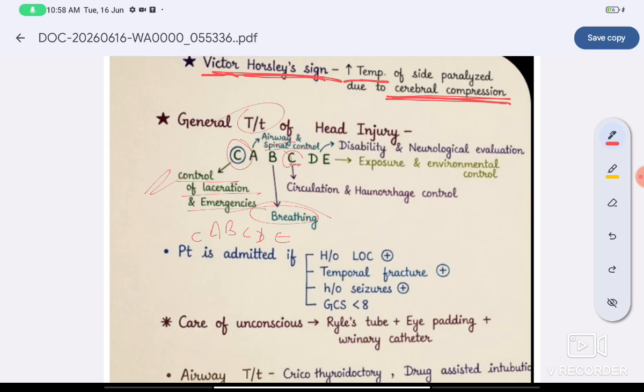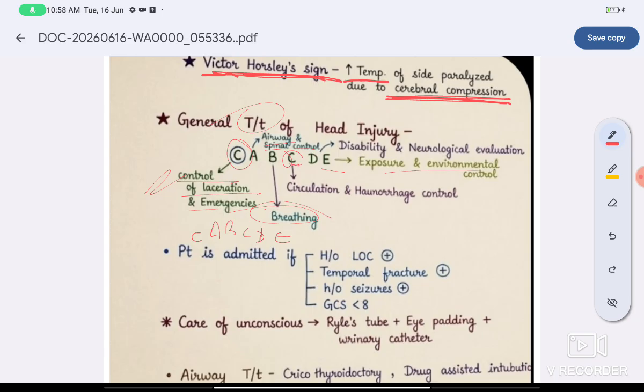Next is disability and neurological evaluation. This is done once the patient is stabilized and conscious. Then you go on for the disability and neurological evaluation, where you check the reflexes for each nerve specifically and also test if the patient is able to move his arms and legs properly, based upon the findings that you see in CT or MRI. If the patient has head injury, then the evaluation is different. For some other injury, the evaluation is different.